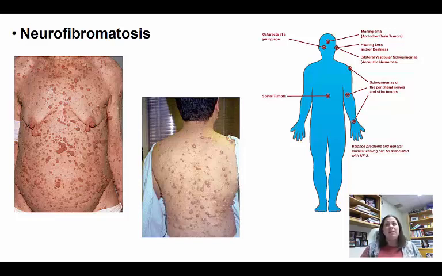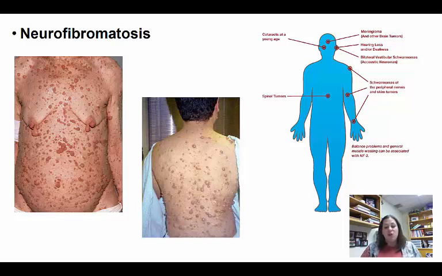A lot of times it's seen first with what we call café au lait spots. These are spots that look like coffee with milk, so they're a light brown color on the skin. They will normally have at least 6 of these at birth, and they continue to get more and more as they grow. They may have excessive freckles, scoliosis, erosive bone defects, and nervous system tumors like you see here in this picture.